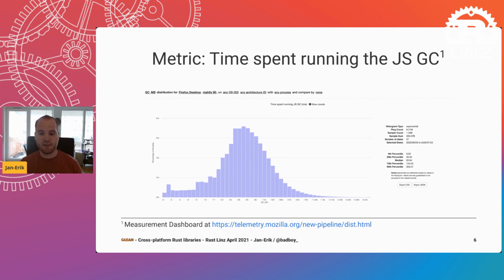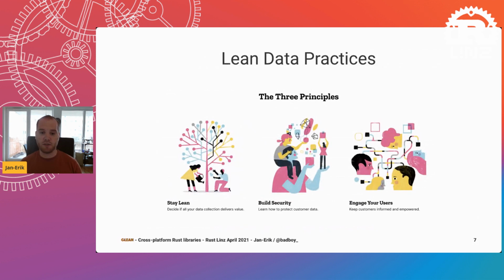And when we do collect data, we do this under what we call the lean data practices. The lean data practices are essentially 3 principles. The first one is staying lean. Whenever we do want to collect data, we are very conscious about the questions we want to answer using this data. And we state the questions up front. And most of the time, we actually limit up front for how long we want to collect this data. By just not having the data, we might not be able to answer questions, but we also don't need to worry about how to handle the data after all.